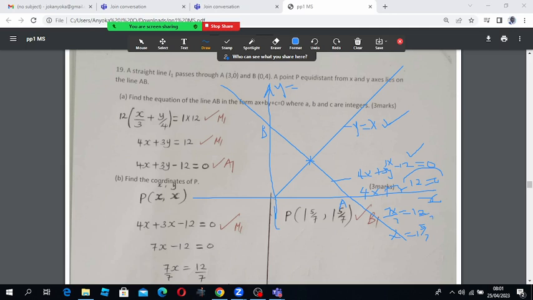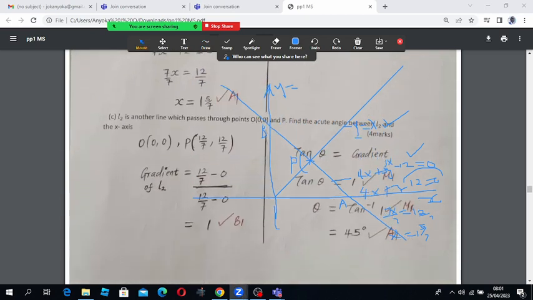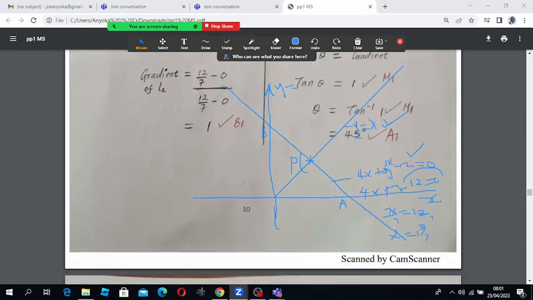But now, the coordinates of this point P lie along the line y equals what? So y equals 1 and 5 over 7, because the coordinates would be the same. Have we justified our working? Yes. Good. That marks the end of question 19.